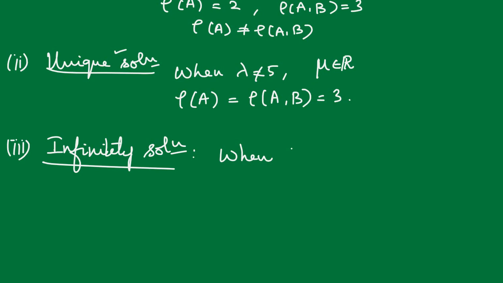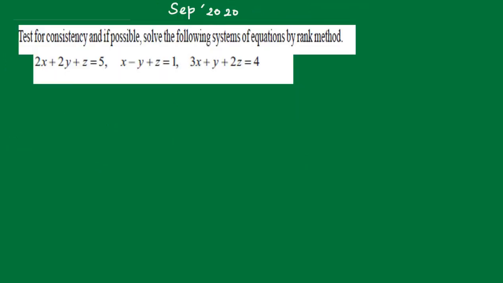Next, infinitely many solutions. So lambda is equal to 5 and mu is equal to 9. The rank of A is equal to rank of AB, which is equal to 2, and therefore we get infinitely many solutions.